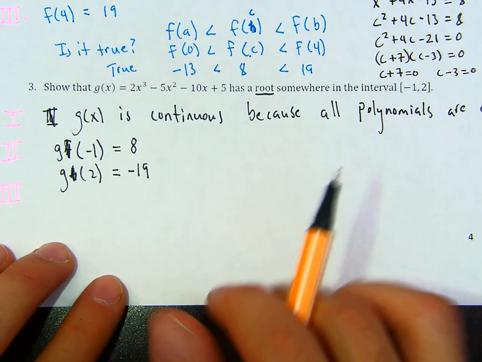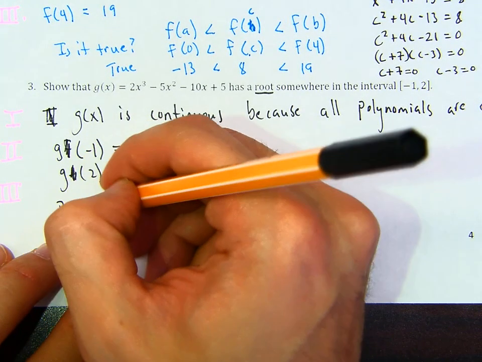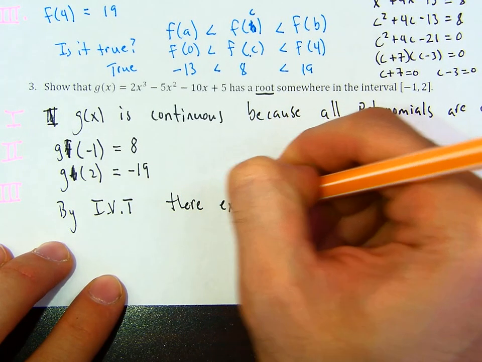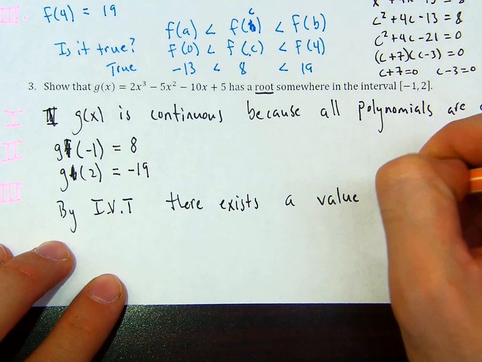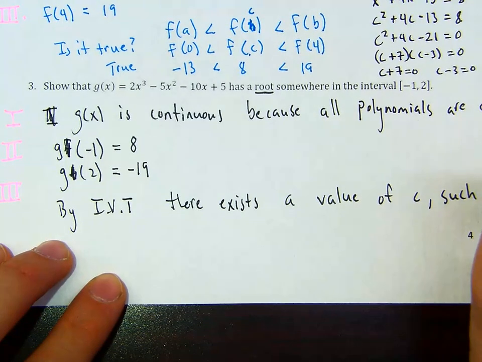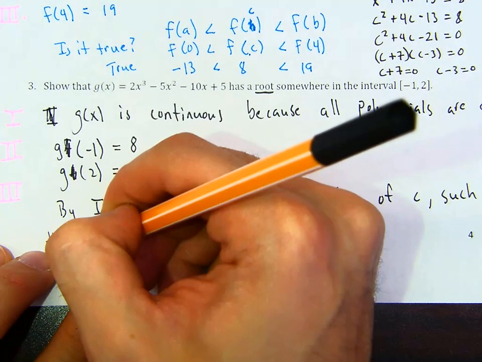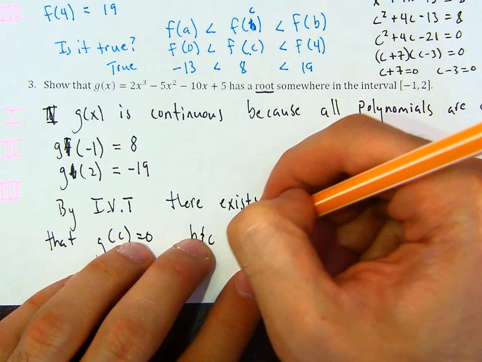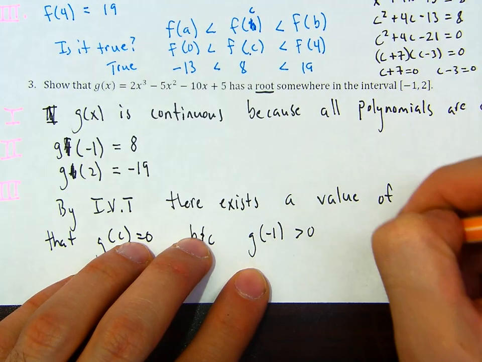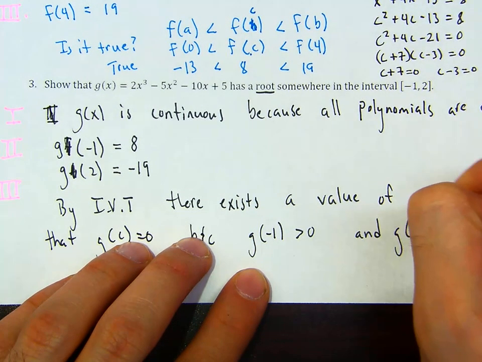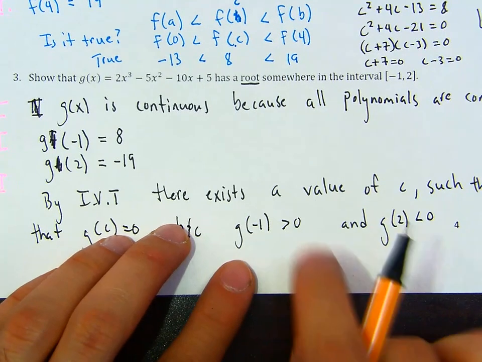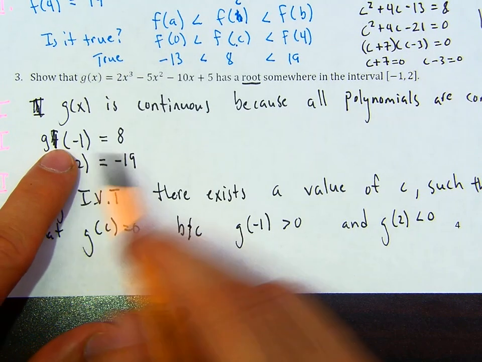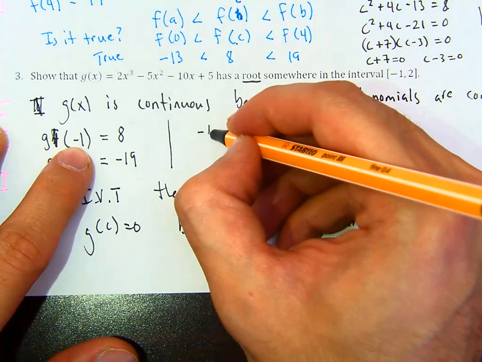Now let's show the inequality. By IVT, there exists a value of c such that g of c equals 0, because g of negative 1 is greater than 0 and g of 2 is less than 0. And that's the idea here. Notice visually what's happening. You have this point over here. This point is negative 1 comma 8.